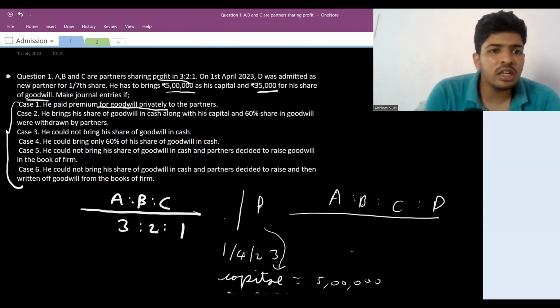Here they're telling us 1/7 is the share of profit for the new partner. So 1/7 is the share of profit for the new partner. Just think about it. Here previously the shared profit and loss was 3:2:1.